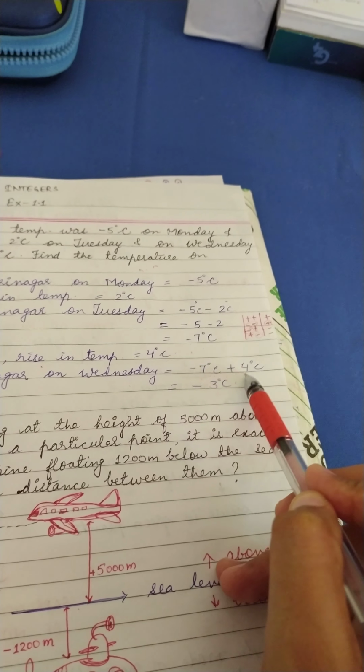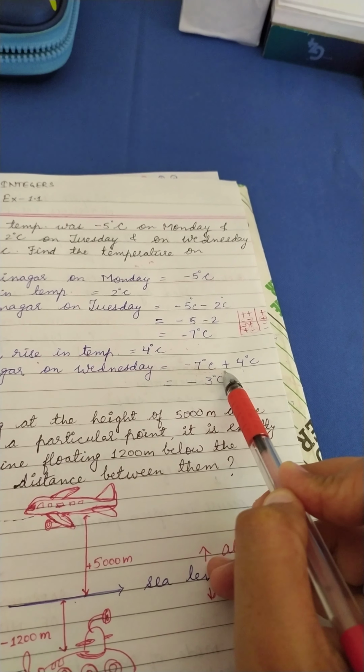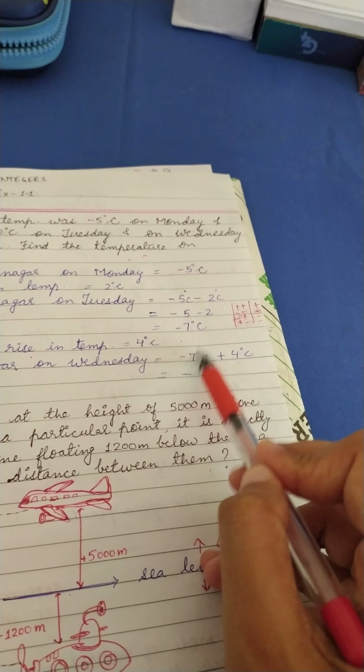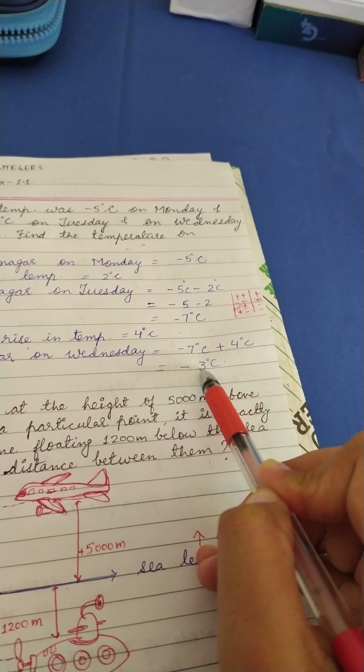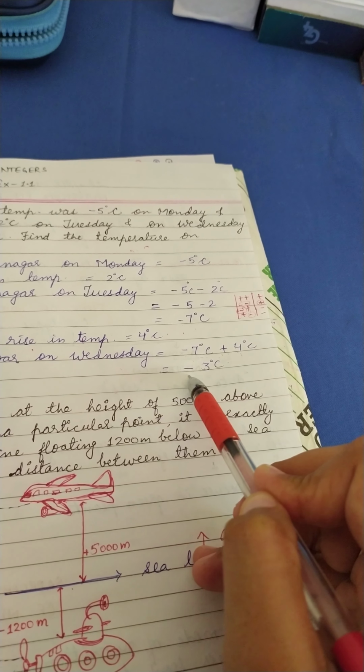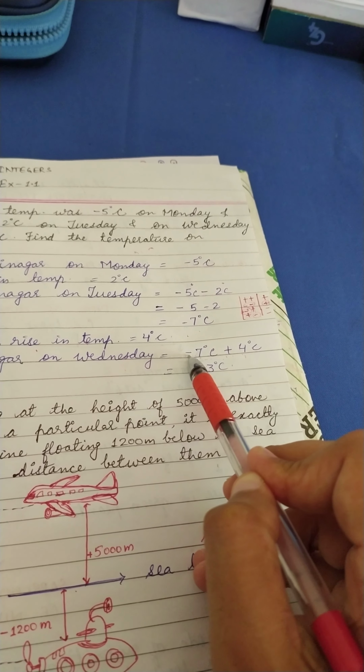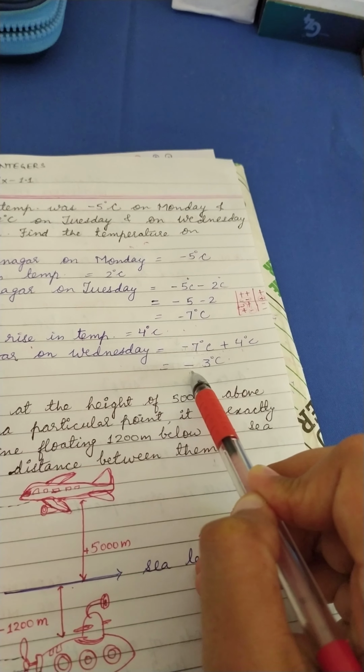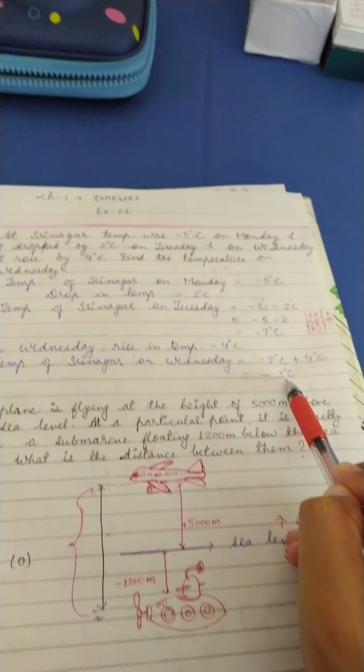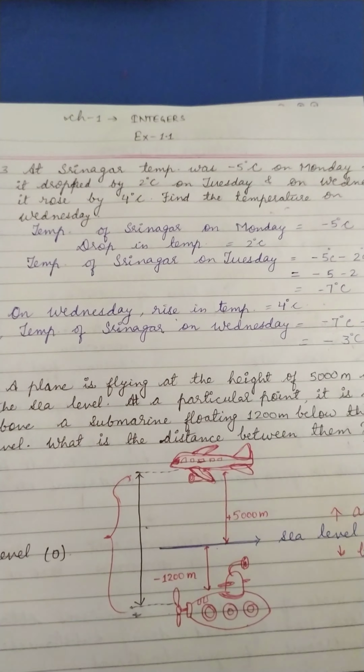So -7 plus 4. 1 is minus, 1 is plus. So it would be subtracted. 7 minus 4 is 3. The sign of the greater value will come, because 7 is greater, its sign is minus. So here it will be -3 degrees Celsius. So I hope it is very clear to you all.